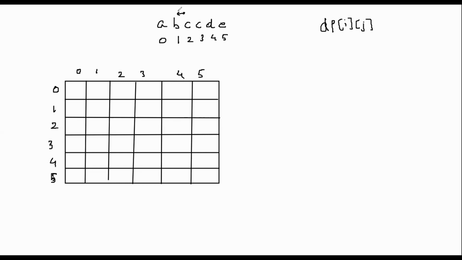So this is what DP of i comma j would store, and we'll be filling this DP half only because DP of 2 comma 0 is actually 0 only, because there is no such string where the second index comes first. So yeah, this would be 0 only. So this would be 0 only.